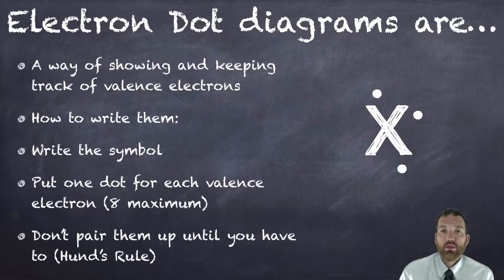1, 2, 3, 4. We spread them out. We didn't pair any electrons up because we had free spaces to put them. But now we're out of room, so we start pairing them up. 5, 6, 7, 8, like that.